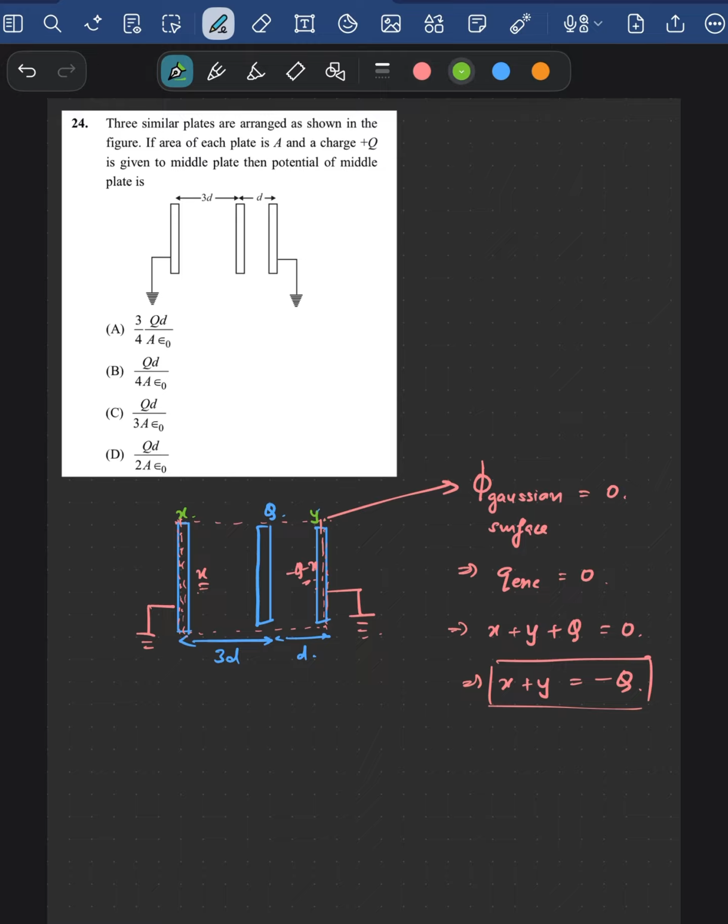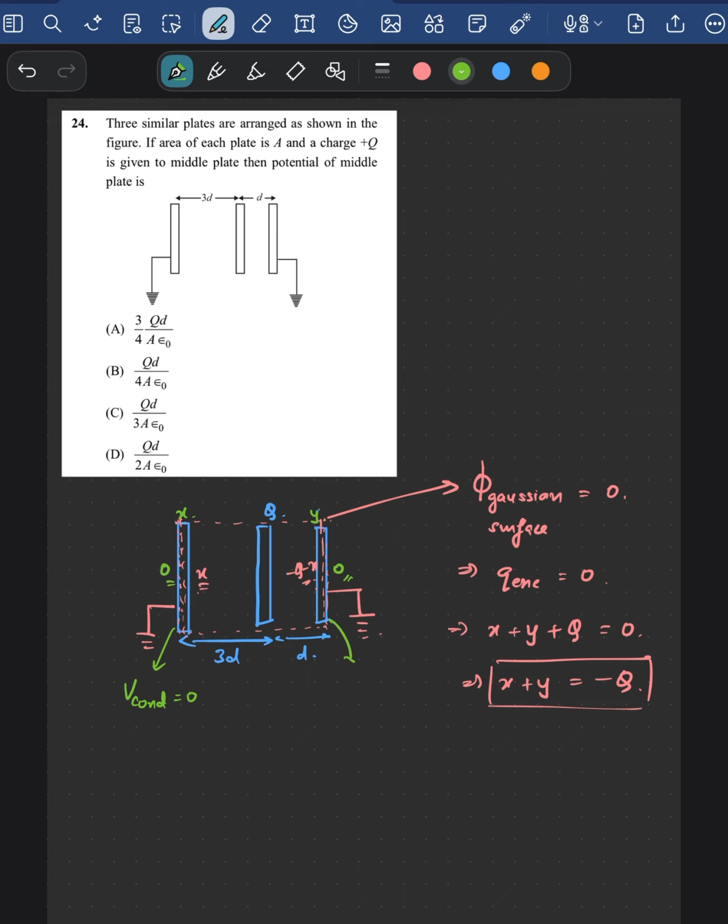So now let me discuss the other point as well. I'm saying that the charge on the outermost surface here has to be equal to 0. Why should the charge on the outermost surface be equal to 0? Okay, so we know that because this is grounded right now, the potential of this conductor has to be equal to 0.